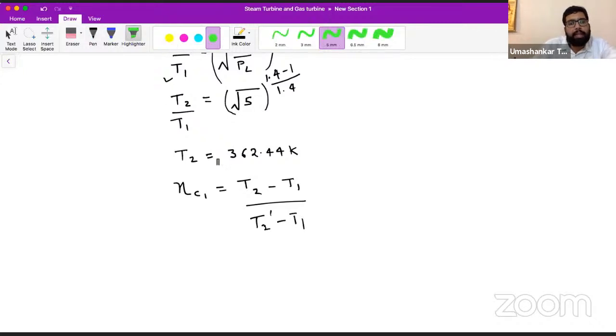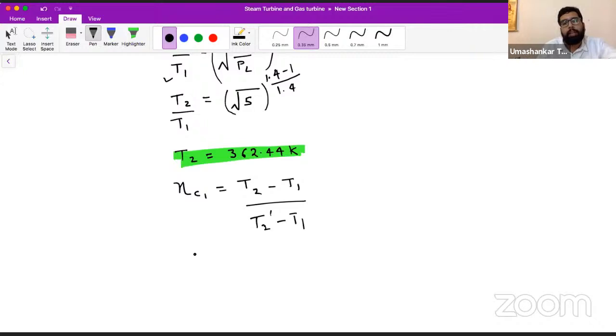So let me just highlight the temperature values so that we can use them in the future also. So now we have this T2, we have this T1. Can we find our T2 dash here? So T2 dash, if you find from here, it will be 381. You can calculate the values with me. Those live students can calculate the values with me.